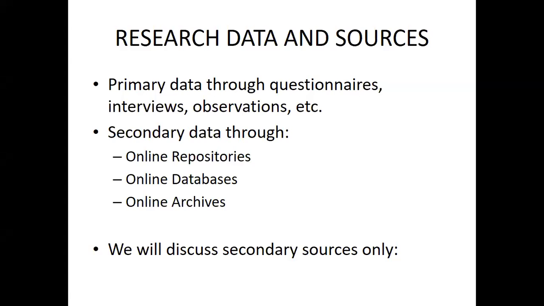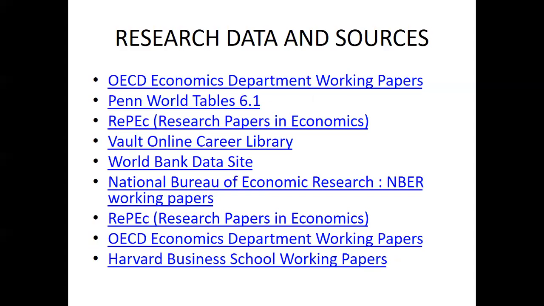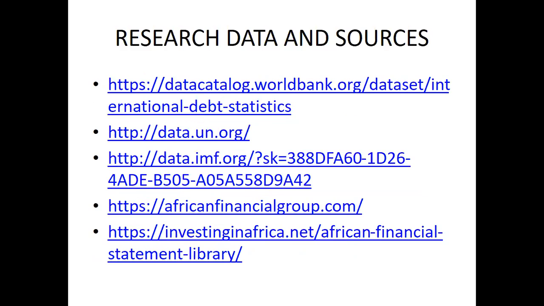Like we discussed, there are online repositories, online databases, and online archives. Now, these are examples of sites in which you can get these data. For example, OECD Economic Department to get working papers, Penn World, RePEc, research papers in economics. All these are repositories from which you can get data, articles, etc.